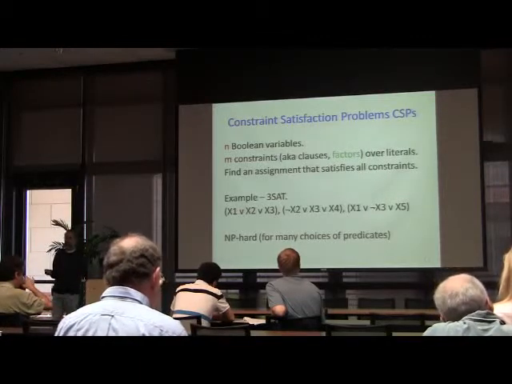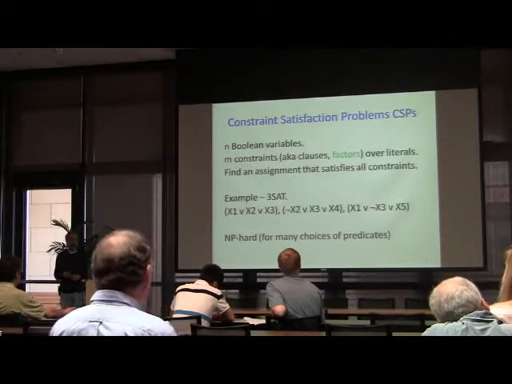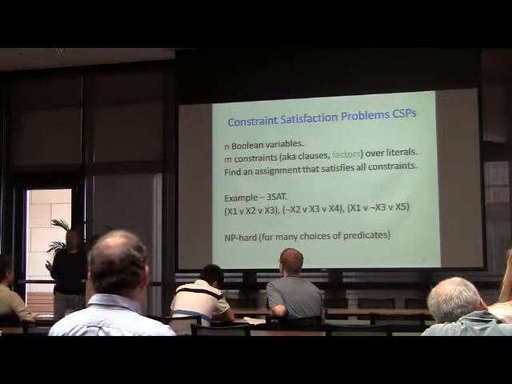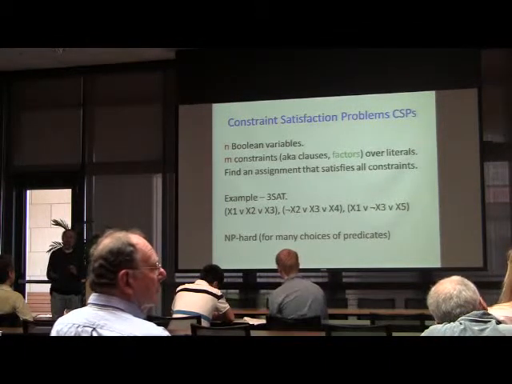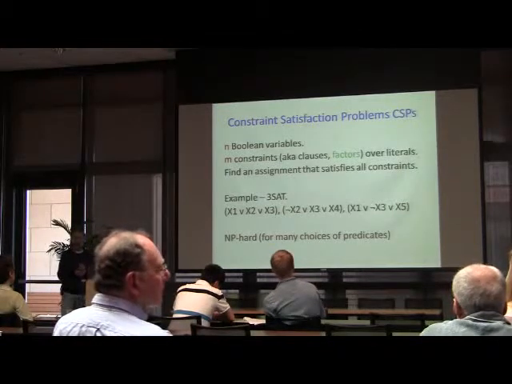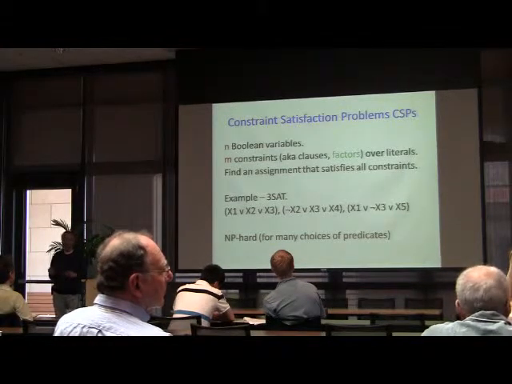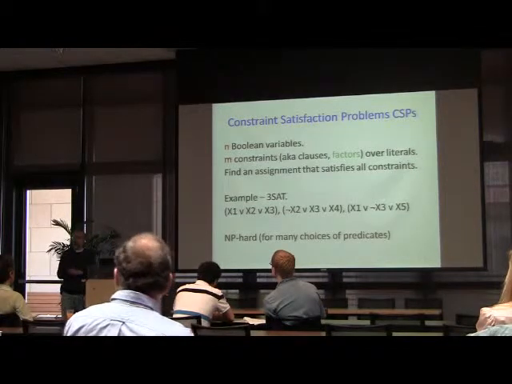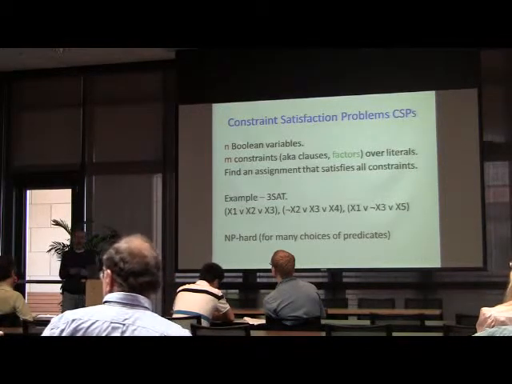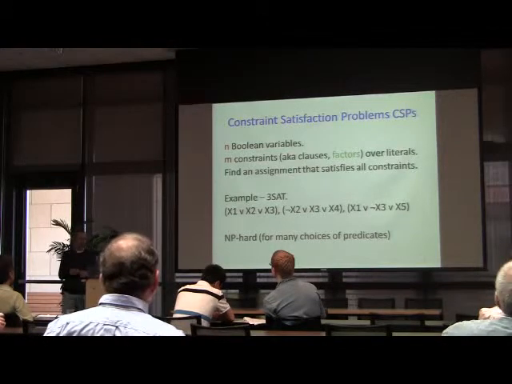As a well-known example of a constraint satisfaction problem, we have the problem of 3-SAT, in which each constraint contains 3 literals, and a constraint is satisfied if at least one of the literals is set to true. And as is well known, many of the constraint satisfaction problems are NP-hard.